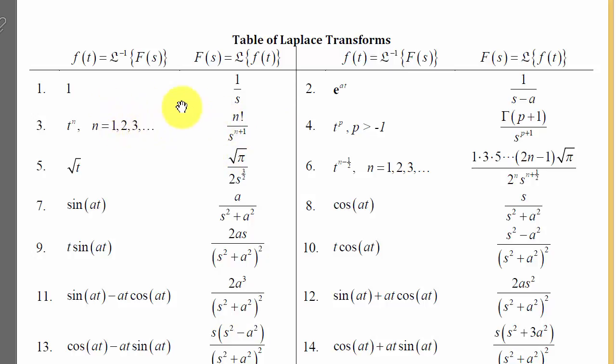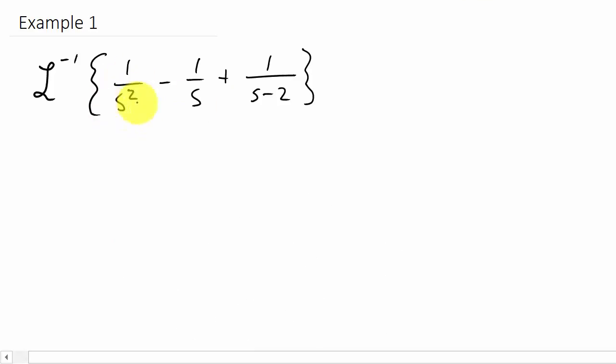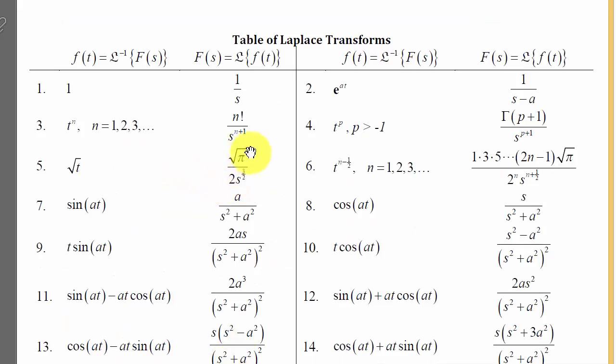and the first one that we're looking at, you can see, is 1 over s squared. So let's see what matches that. Here we don't have a 1 over s squared that we can see, but if we look at this one, number 3, we have s squared in the denominator. So we can rewrite that as s to the 1 plus 1, and you can see n would be 1, so that would be 1 factorial up here, which would just be 1.